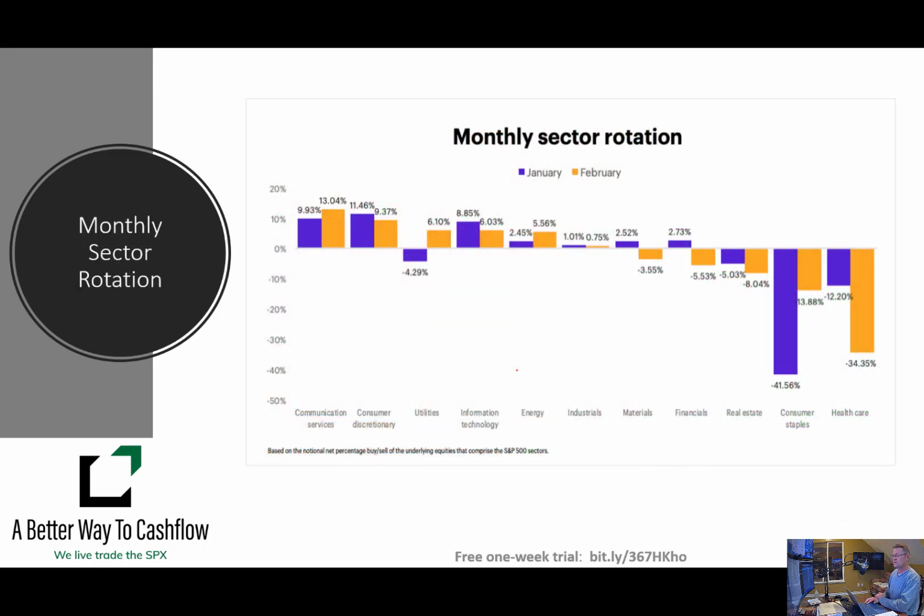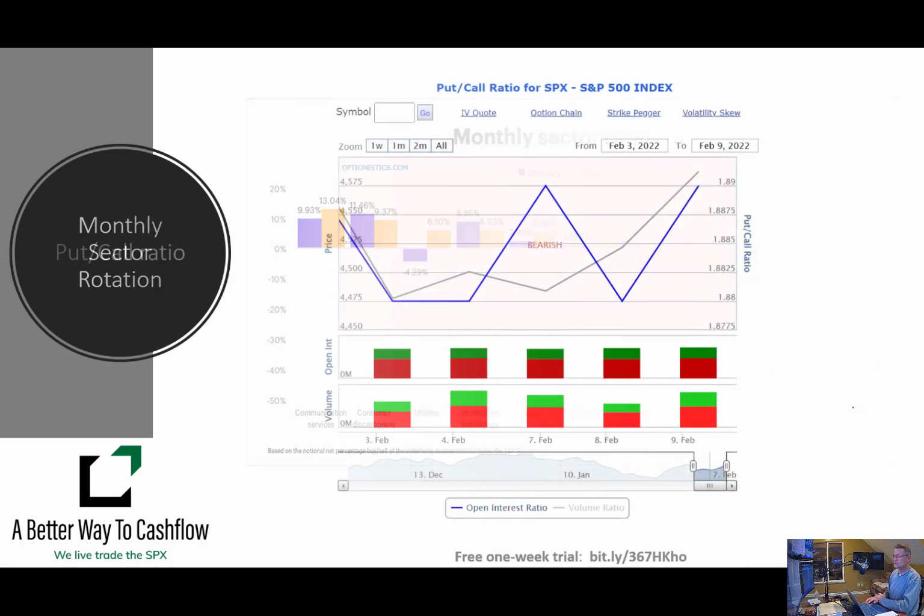Monthly sector rotation. Again, this is on a month-to-month basis from January through February. Healthcare really got hit harder than anything. I do believe that the healthcare sector is a little oversold at this point, and I believe communication services is the sector that is the richest and most overbought at this point. Again, continuing to look for opportunities in healthcare as this week develops for a long bullish position.